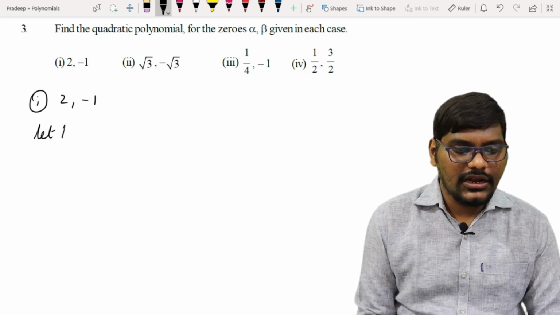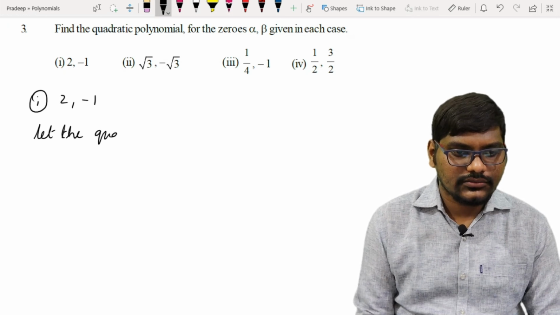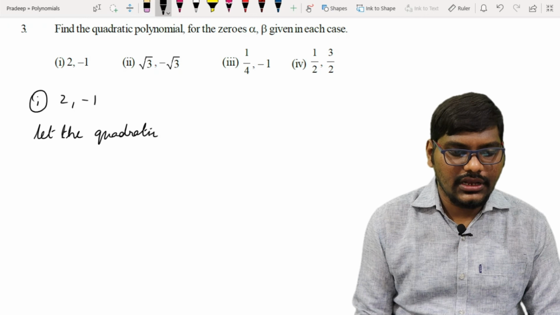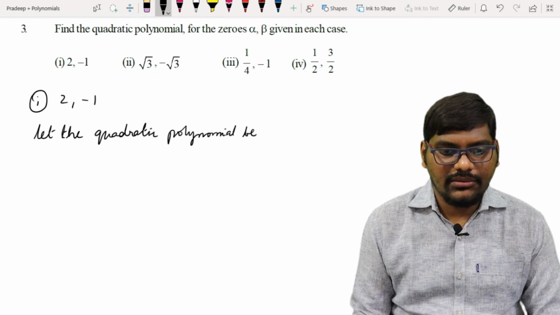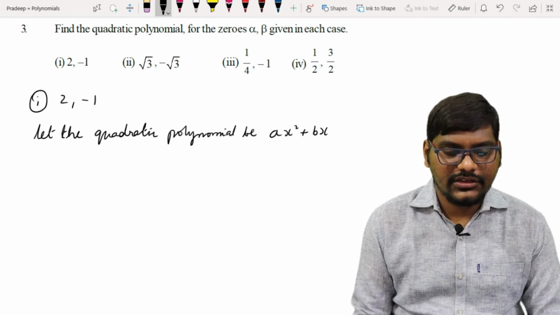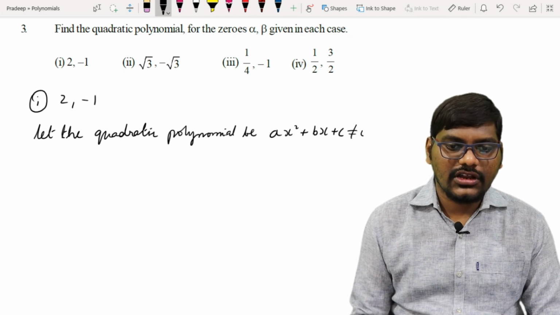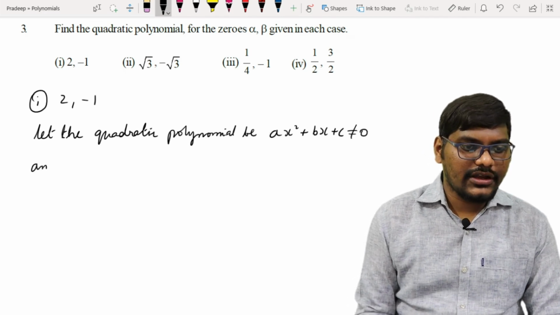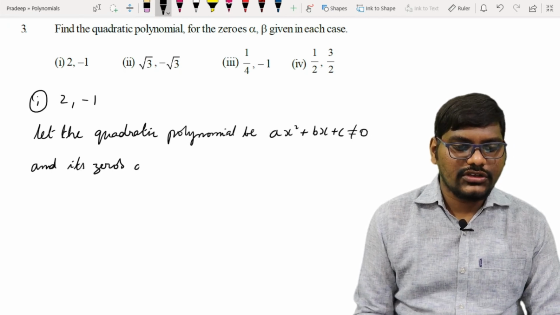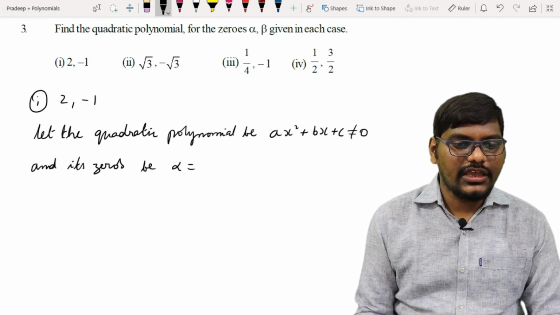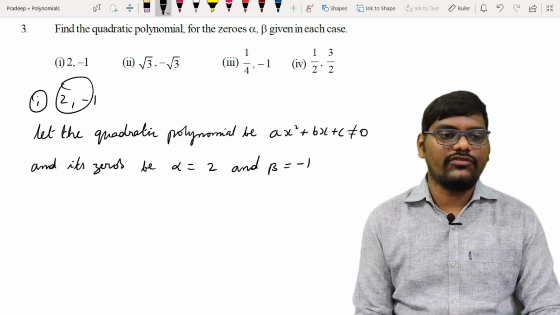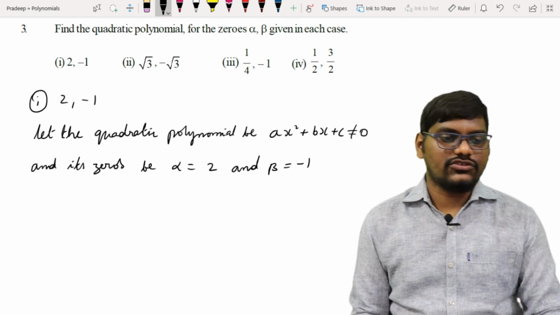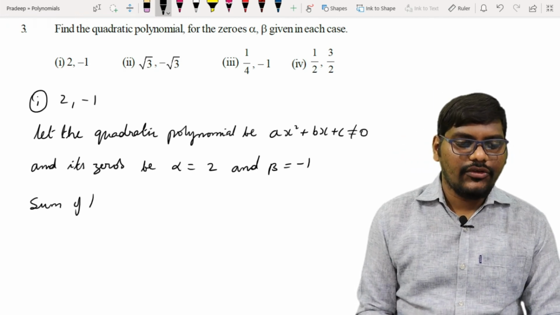So I can write, let the quadratic polynomial be, what is a quadratic polynomial? Ax square plus bx plus c, right? Where a is not equal to 0, of course. And its zeros, what are the values they gave? One is alpha equal to 2, and the second one they have given is beta equal to minus 1. These are the two values, alpha is 2 and beta is minus 1. So we'll write here the sum of the zeros.